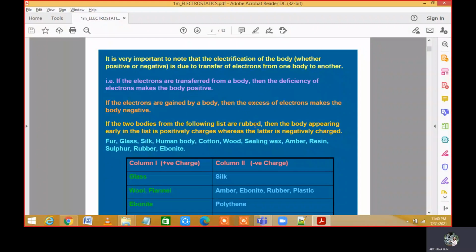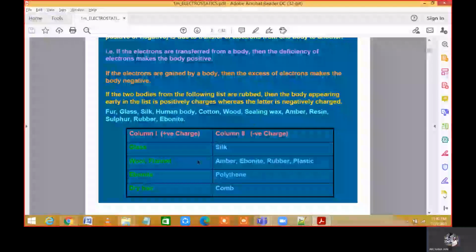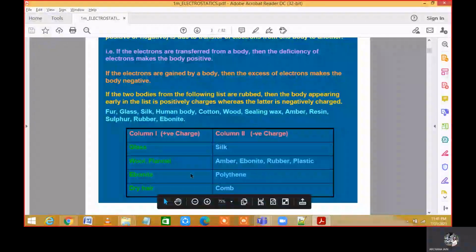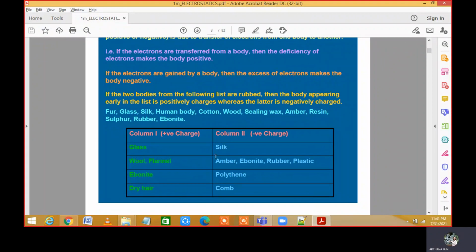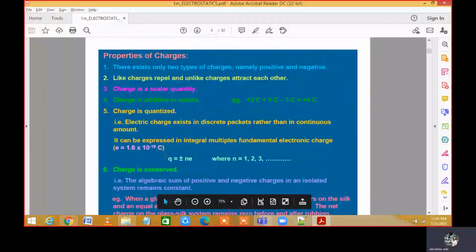Here there is a table in which there are two columns. In column 1 there are some substances, and in column 2 also there are some substances. When the substance in column 1, that is glass, is rubbed with silk, glass becomes positively charged and silk becomes negatively charged. When ebonite rod is rubbed with polythene, the ebonite rod becomes positively charged and polythene becomes negatively charged. So the column 1 item becomes positively charged and the column 2 item becomes negatively charged.